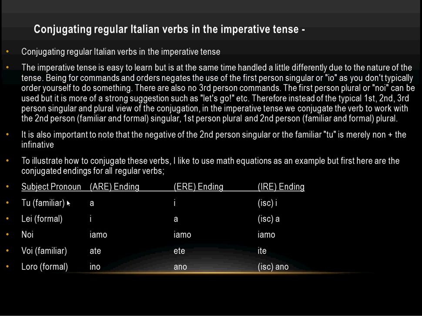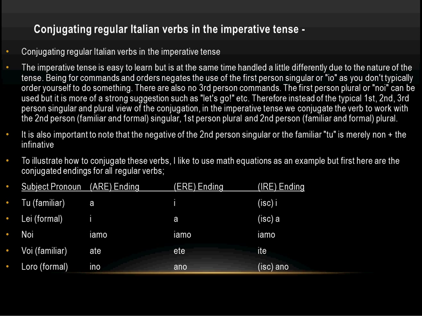Okay, so we have you or tu, you or lei, noi or let's, because it's not we, it's let's, voi or you familiar, and loro or you plural formal. So loro here is the plural of lei formal. It's not they. So it's you, let's, y'all, y'all. Okay.